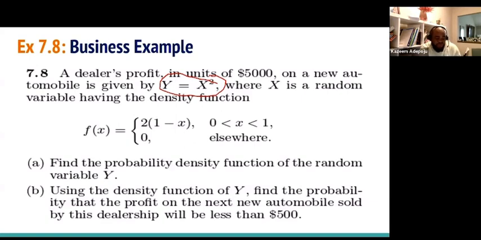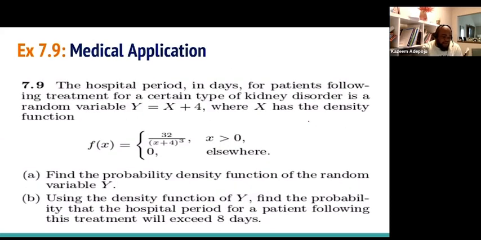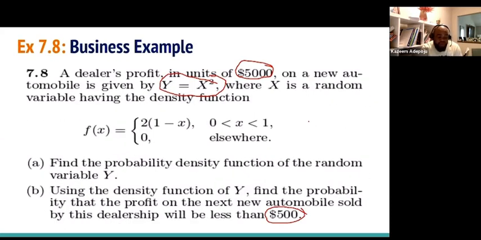And of course, you can use that to figure out the probability of something less than $500. If you want y less than $500, don't forget this is 500 divided by 1,000, so you want to find the probability of y less than 0.1 using the state space of that. Okay, this is a business example application.